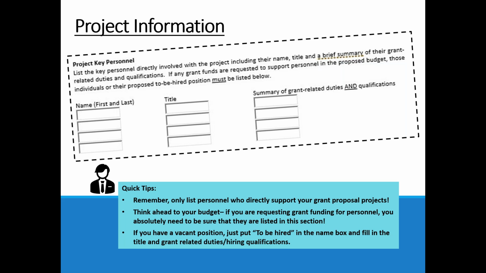A couple of tips here. We don't need your senior level staff, your CEO or something like that. Those should not be included here unless they are actual boots on the ground interacting with program participants. Now, you can put things like your bookkeeper or accountant if they will be supporting the grant. You should also put any volunteers that are going to be directly involved with your project.